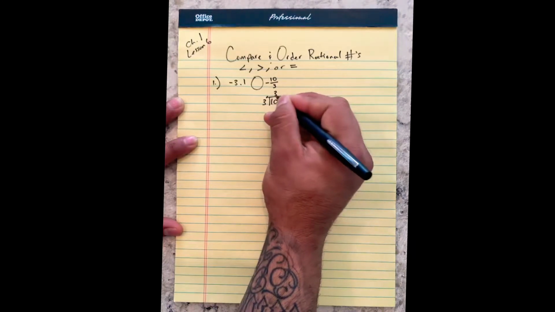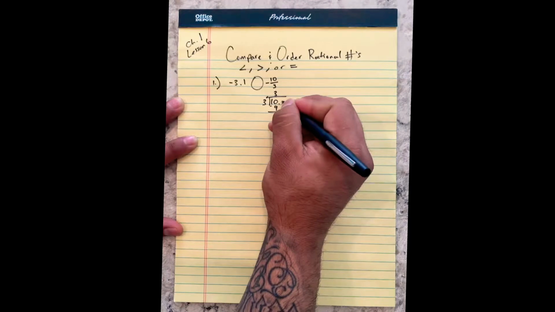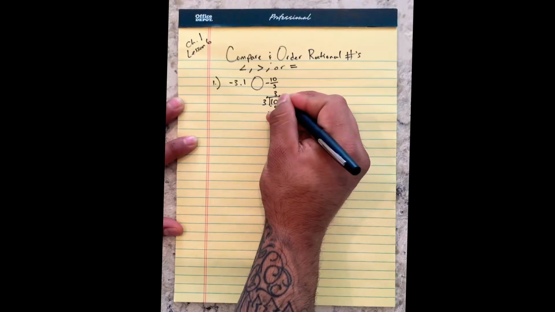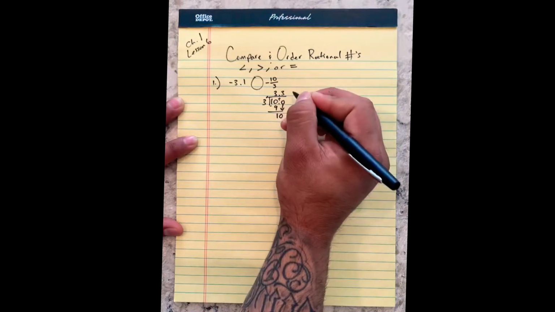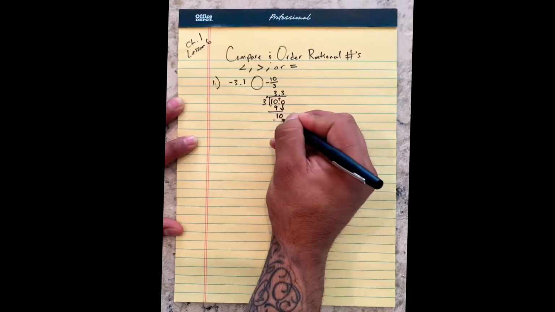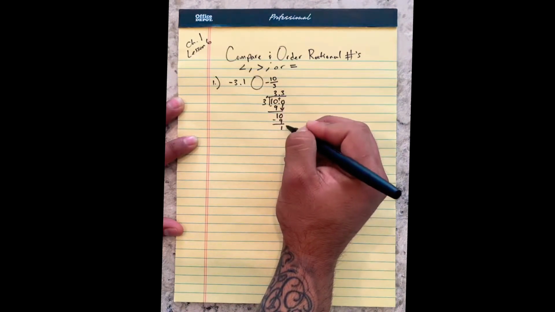So you get 10 divided by 3. 3 goes in at 10 3 times. 3 times 3 is 9. 10 minus 9 is 1. Bring down your 0. And hopefully you see a pattern happening here. That 3 will keep repeating.